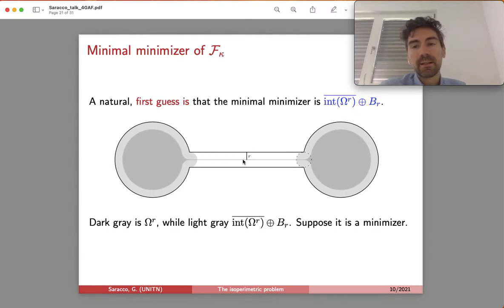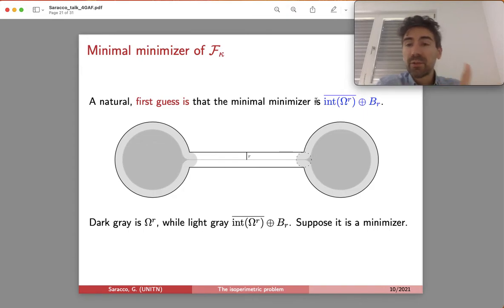So if, say, our guess is right, what we drew in dark gray is the inner parallel set of distance r. What is in light gray is this guy here, that is, our candidate minimal minimizer. So let's argue by contradiction, and let us suppose this guy here is a minimizer, okay?